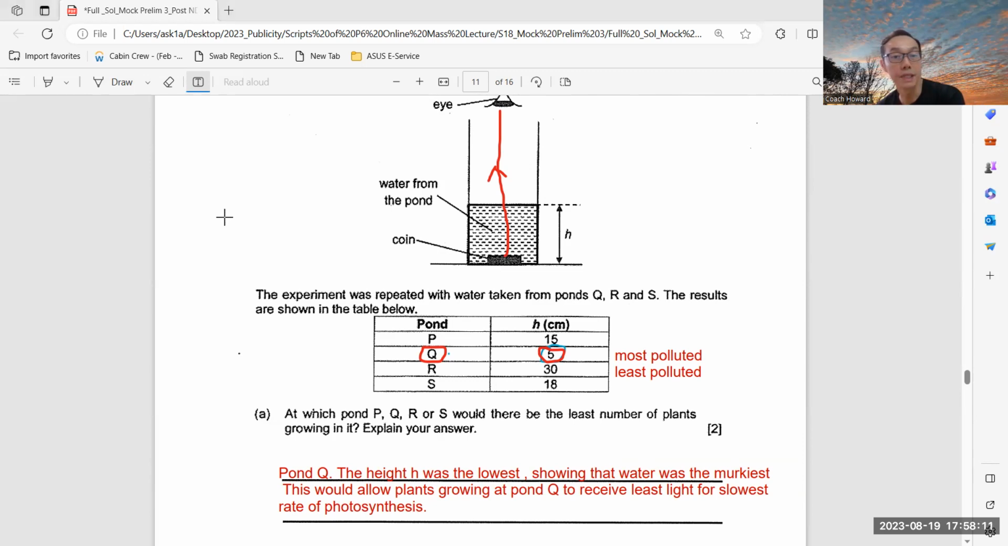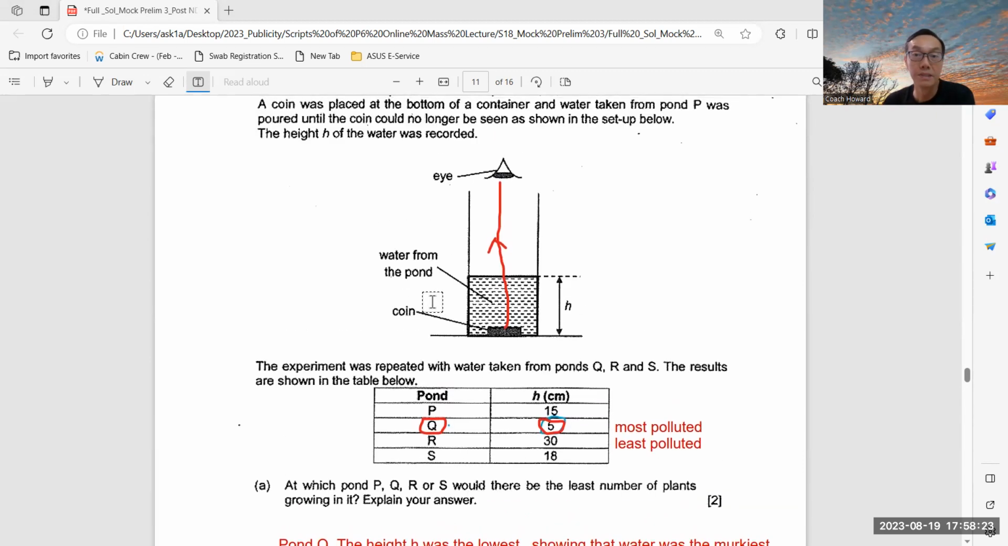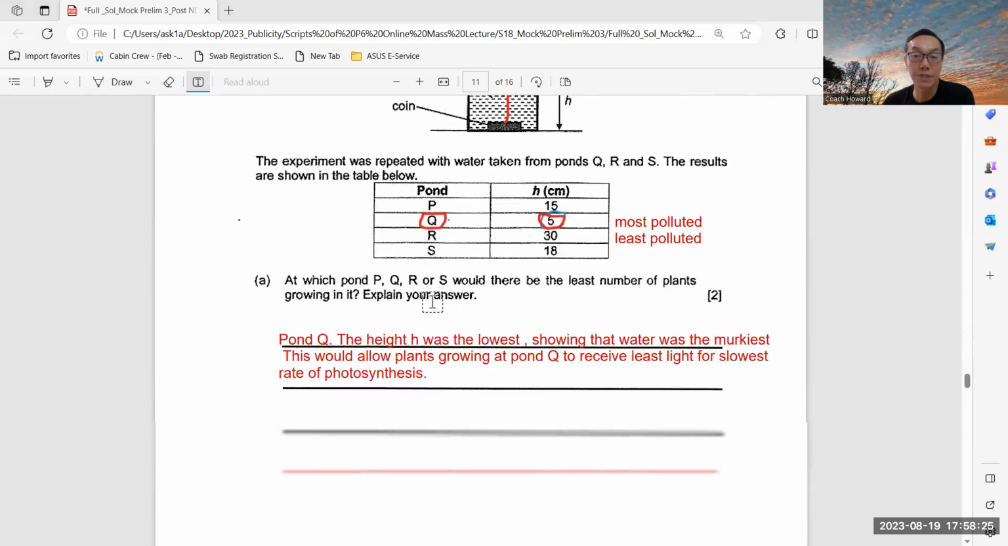So this again is an experimental design question. Okay, next question.